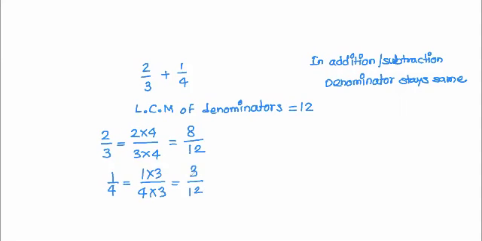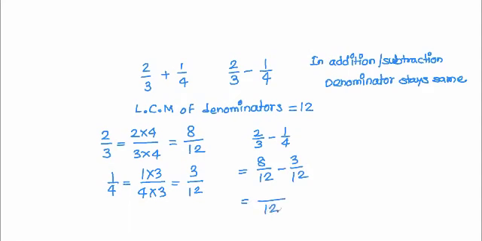So I get the equivalent fractions. Now I'm going to do the subtraction here. I want 2 upon 3 minus 1 upon 4. So 2 upon 3 minus 1 upon 4 is equal to 2 upon 3 converted into 8 upon 12, that's the equivalent fraction, minus 3 upon 12, because 1 upon 4 is the same as 3 upon 12. Now again, the denominator stays the same, and 8 minus 3 is 5. 5 upon 12.